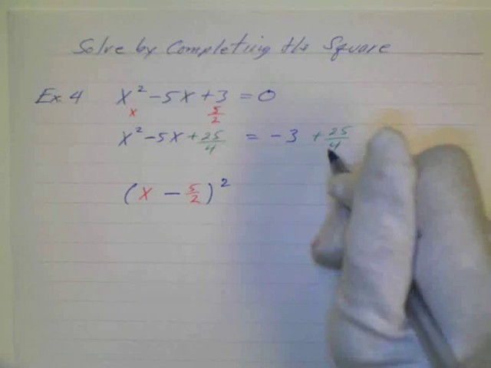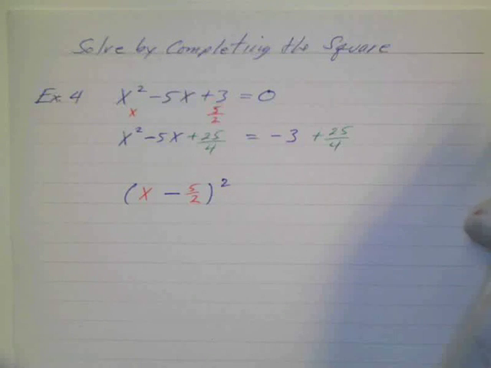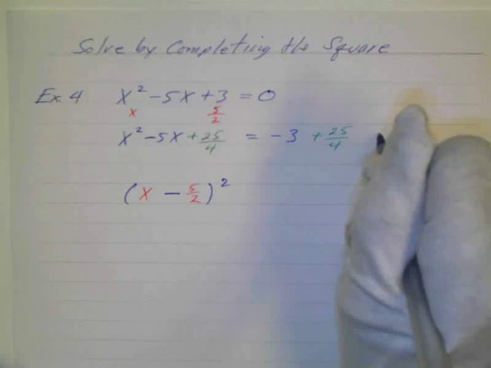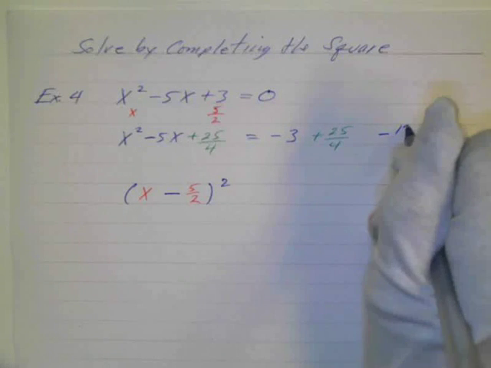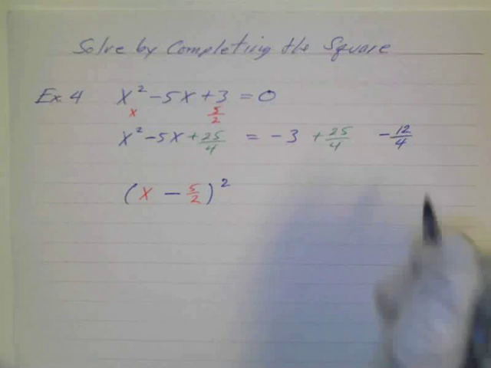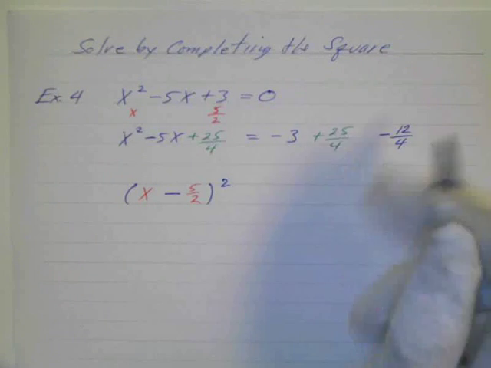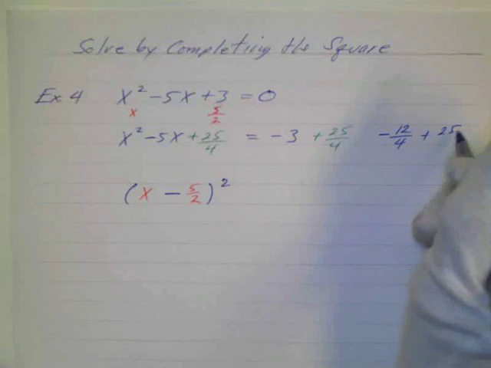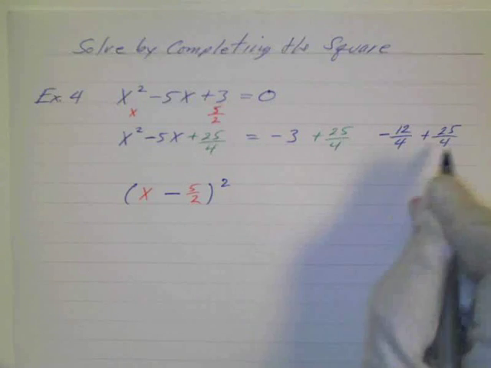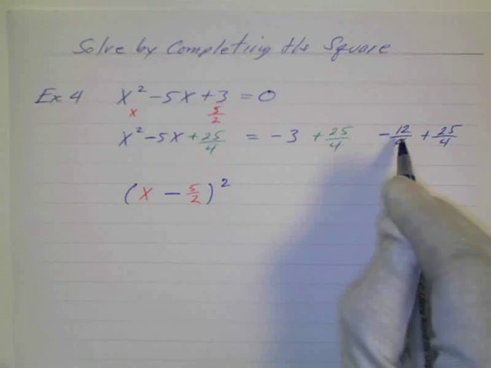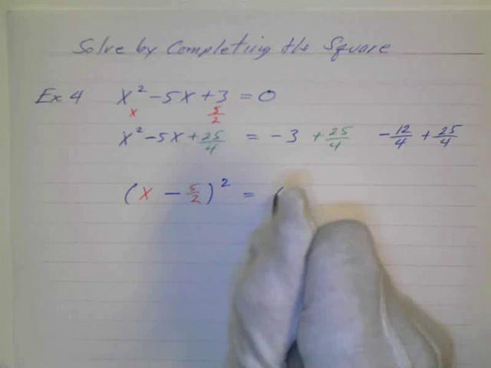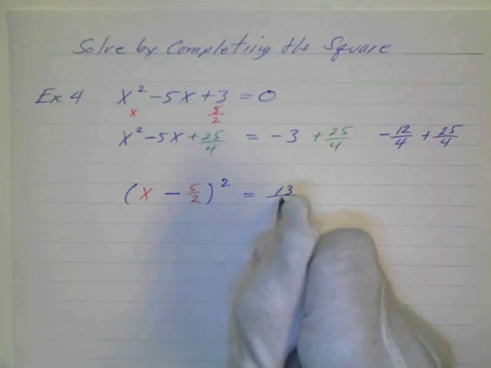Negative 3 is the same thing if I put a common denominator, because we want to get these over a common denominator. It's a little bit easier than working with a mixed number. So negative 3 is the same thing as negative 12 over 4. And just double check that: 12 fourths is the same thing as 3, so that's negative 3. And then plus 25 fourths. So now they're over a common denominator. So 25 fourths minus 12 fourths is 13 fourths. So that's going to equal 13 over 4.